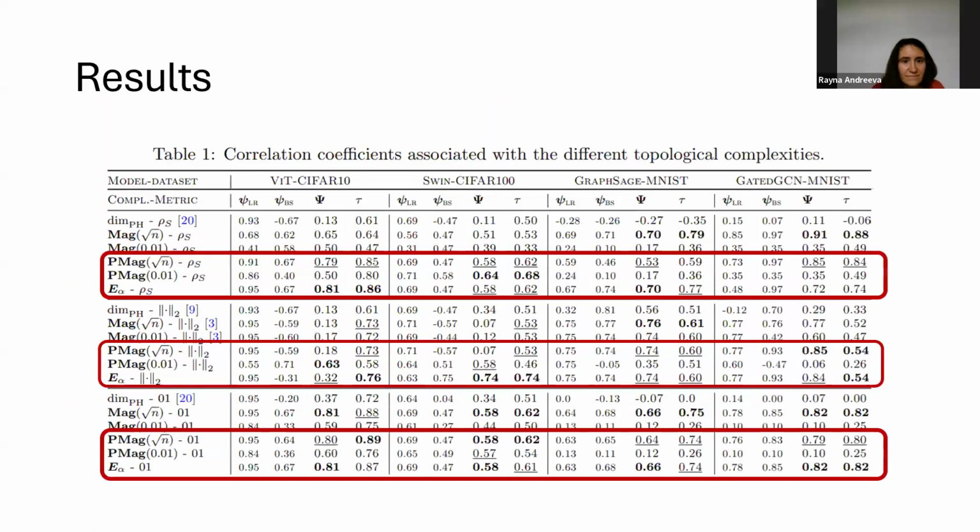Wait, sorry, one second. So when looking at the training trajectories, the other work using topology is using the persistent homology dimension. So here we are comparing how our methods perform compared to that. But if you are asking about other ways outside of topology to measure, I don't know if it's a fair comparison.